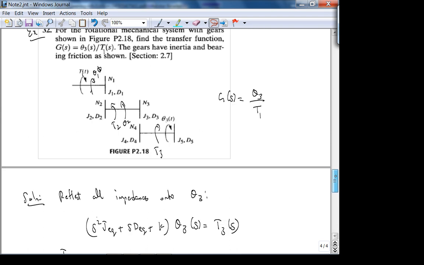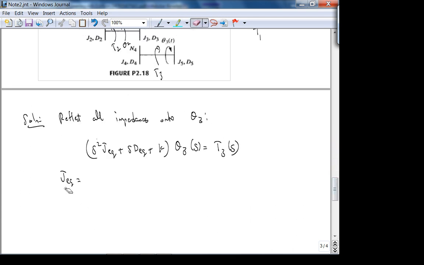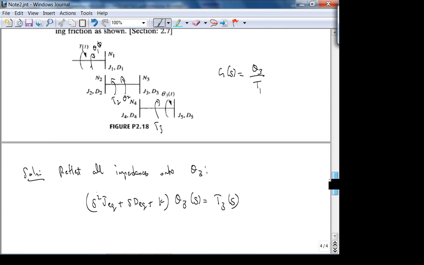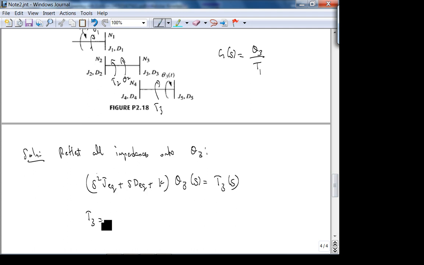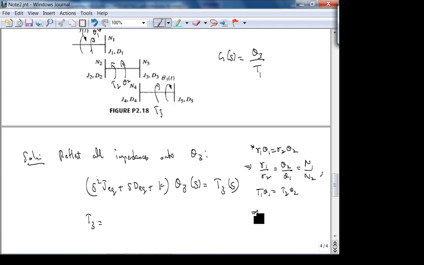And what T3 is in terms of T1, right? So this is what I'd expect you to do. This implies, let's do T3 first, okay? In the sense, what is T3 in terms of T1? So for that, again, R1 theta 1 is, for now, we can just deal with the magnitudes, right? So I'll put a star on this, R2 theta 2. This implies R1 over R2 equals theta 2 over theta 1, which is equal to N1 over N2. Now, then T1 theta 1 equals T2 theta 2, which implies T1 over T2 equals theta 2 over theta 1 equals N1 over N2. Yes?